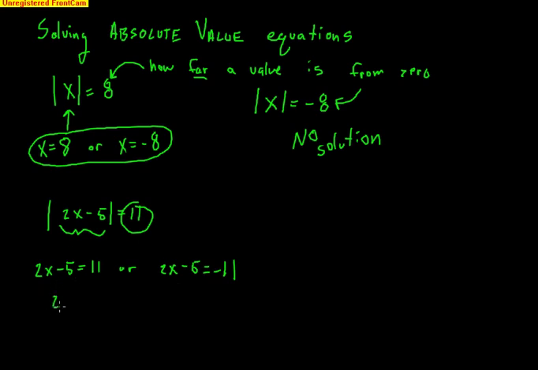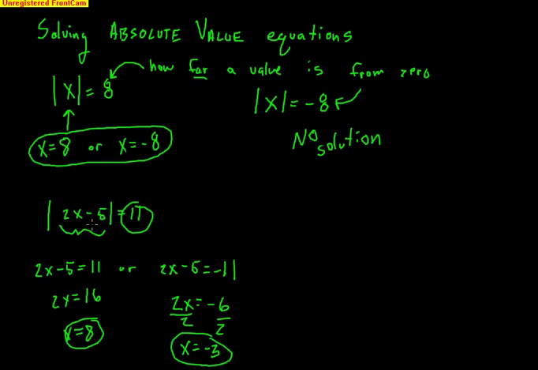So add 5, so 2x equals 16. Divide by 2, so one answer is x equals 8. Then add 5, I get 2x equals, negative 11 plus 5 is negative 6. Divide by 2, x equals negative 3. So either one of these numbers works. If I plug in 8, 2 times 8 is 16, 16 minus 5 is 11. Oh yeah, 11 is 11 units from 0. Or plug in negative 3: 2 times negative 3 is negative 6, negative 6 minus 5 is negative 11, which works, because negative 11 is also 11 units from 0.